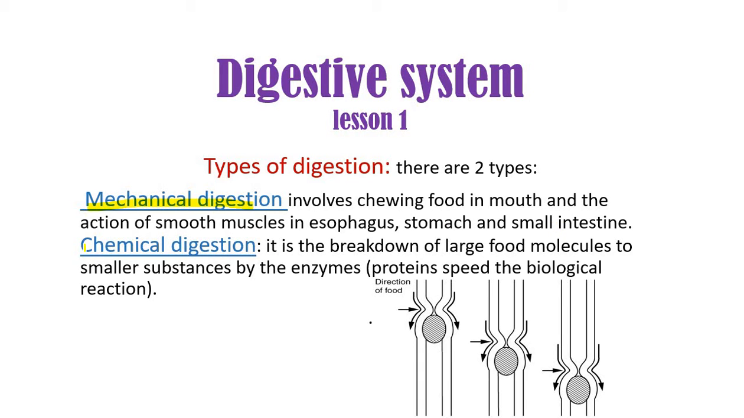And there is chemical digestion, so it's related to chemicals, enzymes, or secretions secreted from the digestive system organs or from other organs that can aid in digestion. These chemicals can help in the breakdown of large food molecules into smaller substances.